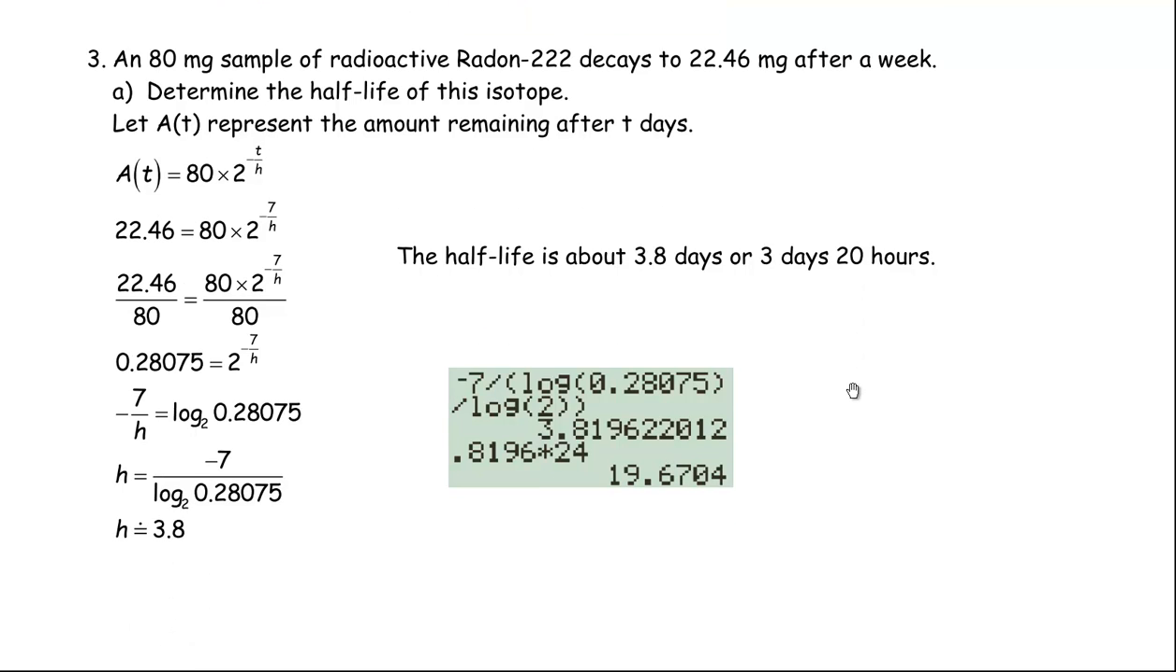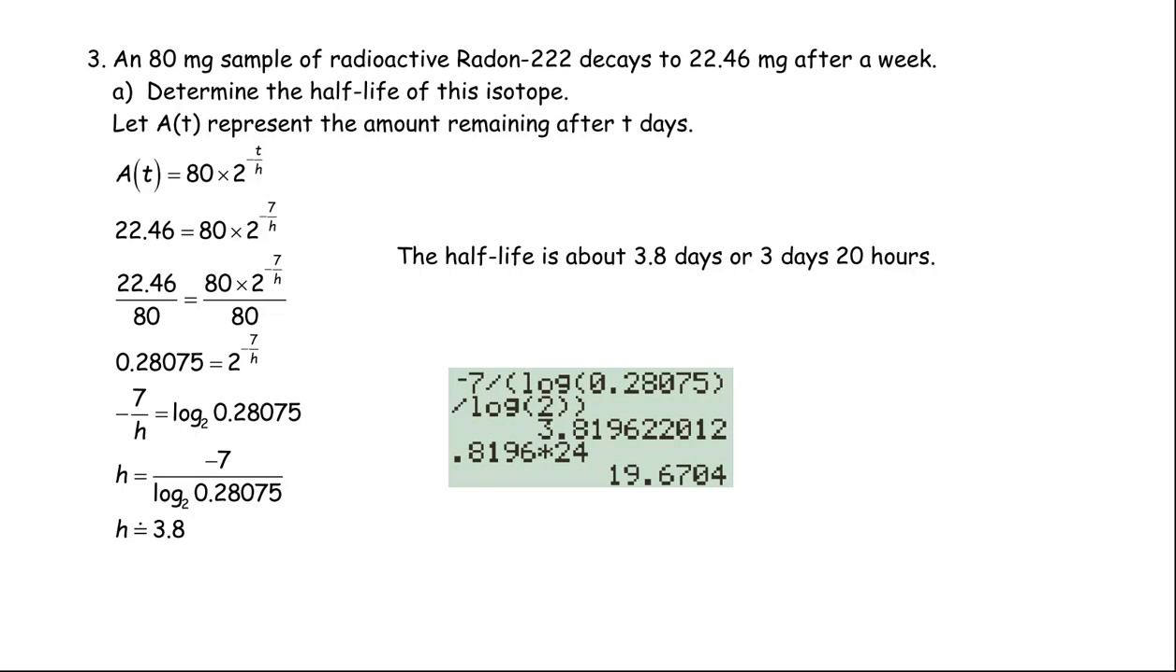Question number 3. An 80 milligram sample of radioactive radon-222 decays, and so this is radioactive decay, to 22.46 milligrams in a week. You're asked to determine the half-life of the isotope, and then there's a question on the next page too. So I'm going to call A of t the amount remaining after t days. And so this is my formula. The amount remaining is the initial amount times 2 to the power of, and now if you can't read it, that's negative t over h. It's negative because of the fact that it's decay instead of increasing, like doubling, like the viruses.